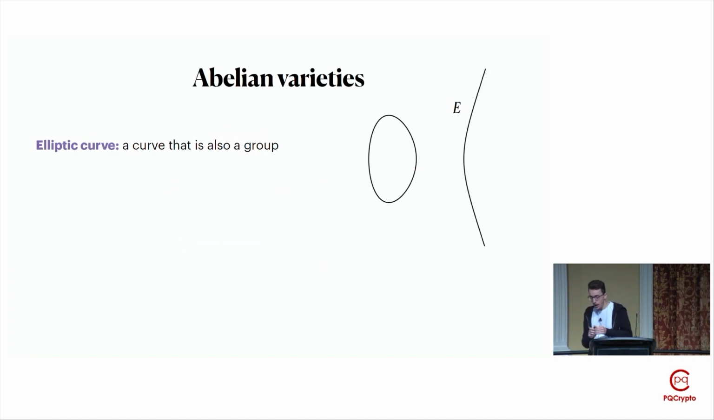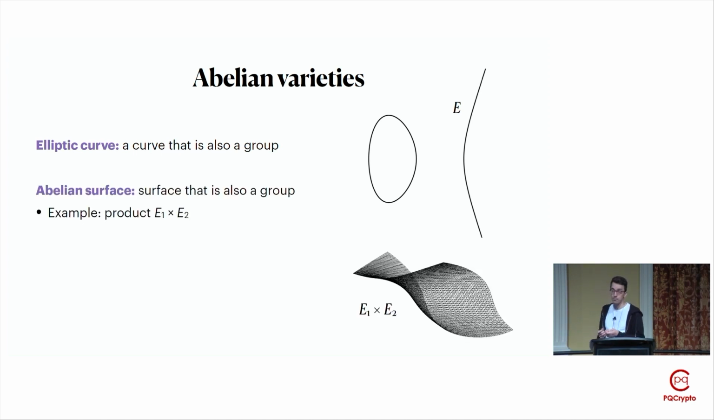OK. Now abelian varieties. What is an abelian variety? Well, the simplest example of an abelian variety is just an elliptic curve. In fact, an elliptic curve can be defined abstractly as an abelian variety of dimension 1. It just means that it's a curve, dimension 1, that is also a group. But you could look at things in higher dimension, and instead of looking at curves, you could look at surfaces, and you'd call that an abelian surface. It's just a surface that is also a group.